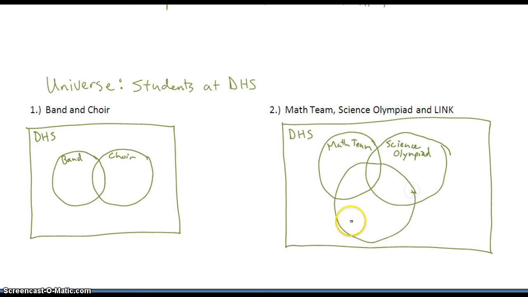And all the students involved in the LINK program inside this circle. All students not involved in LINK outside of that circle. Notice we have more regions. We have a region here that is just Math Team and LINK, a region right here that is just Math Team and Science Olympiad, a region right here that is Science Olympiad and LINK, and a region right here that is all three. So every student at Delano High School fits somewhere in this Venn diagram, and in this Venn diagram we have at least one student in each section.